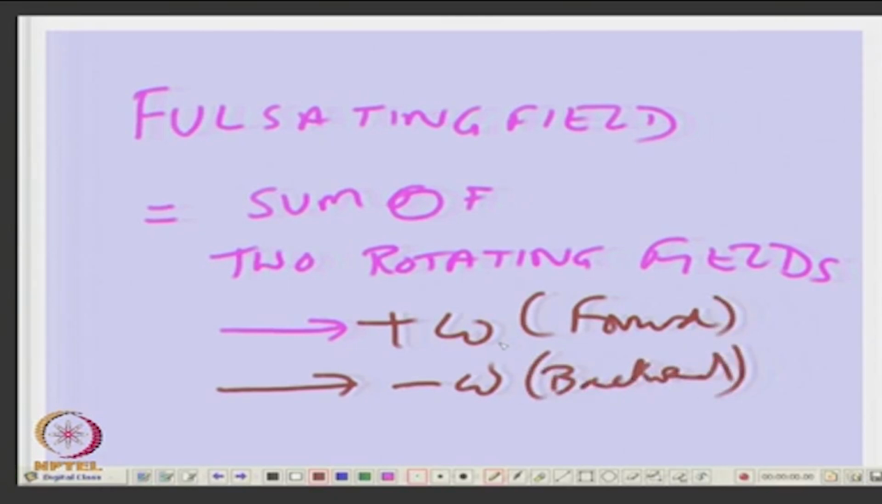So, what we have done is, imagine there is a magnet which is changing its strength with time, but the magnet is not changed. That is equal to taking two magnets, each of half the amplitude of the original magnet, with one rotating forward and the other rotating backward, in synchronism, so that the net resultant will always be along the same axis.